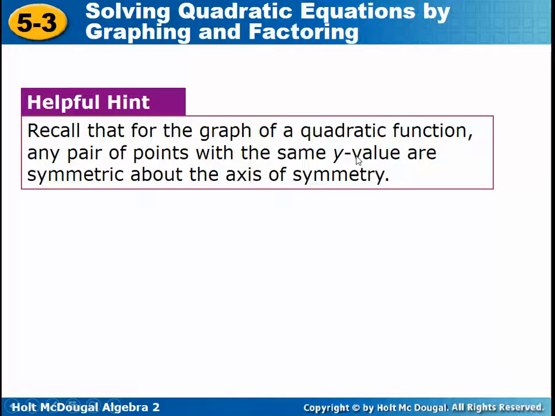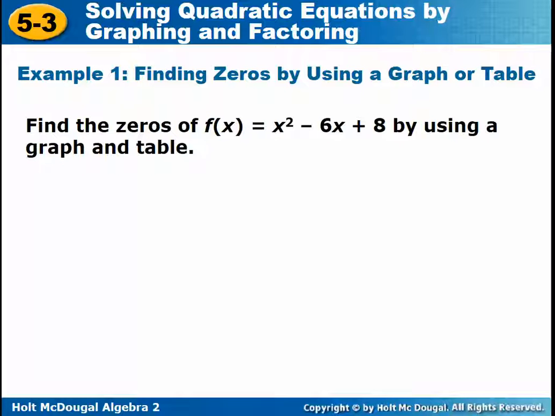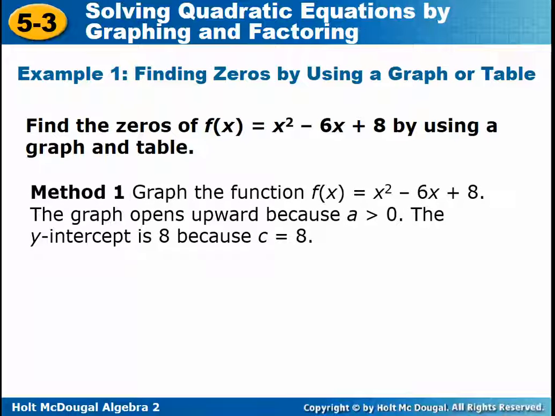That's just a hint. All right, so let's look at what we're going to be doing for this assignment. The first question says, find the zeros of f of x equals x squared minus 6x plus 8 by using a graph and a table. Now, I highly recommend that you graph these using Geometer's Sketchpad or your TI-84 or 85X, whatever you have, or you can use Desmos.com, which is a very nice graphing calculator. There's probably others out there as well, but those are my recommendations.